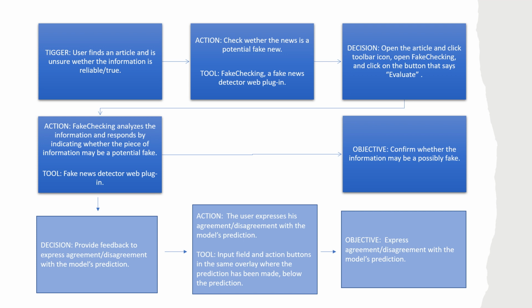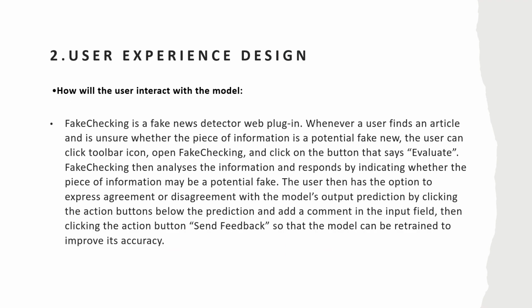So let's put it all together in order to describe how our users will interact with our model and further understand our user experience. Fake Checking is a fake news detector web plugin. Whenever a user finds an article and is unsure whether the piece of information is a potential fake news, the user can click the toolbar icon, open Fake Checking, and click on the button that says Evaluate. Fake Checking then analyzes the information and responds by indicating whether the piece of information may be a potential fake.